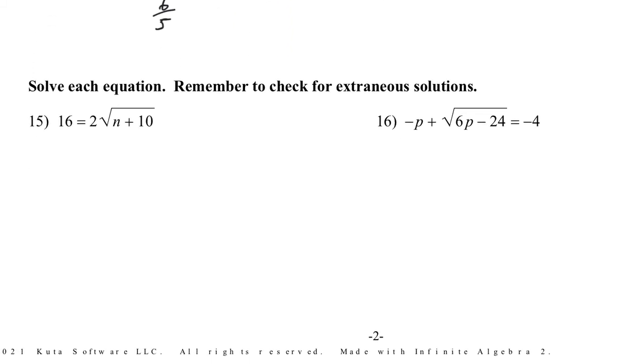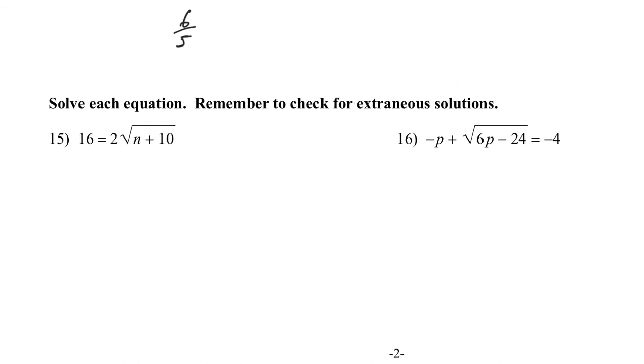And then the last group here is where we're doing the solving equations. So you want to get the square root by itself first, and then you can square it. So the square root is now by itself after moving that p. And then I can square both sides.